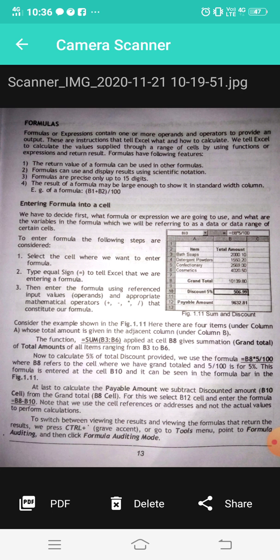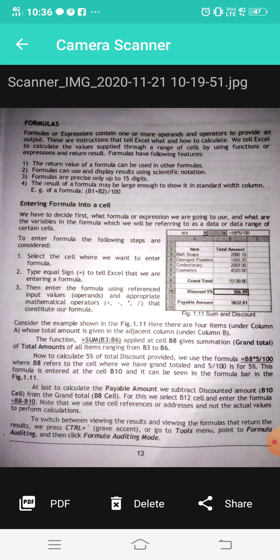There are some features regarding formulas. The first one: the returned value of a formula can be used in other formulas. Obviously, we can easily use the returned value of one formula in another formula. The second one: formulas can display the result using scientific notation. So we need to set the scientific notation before we enter the formula. The third one: formulas are precise only up to 15 digits.